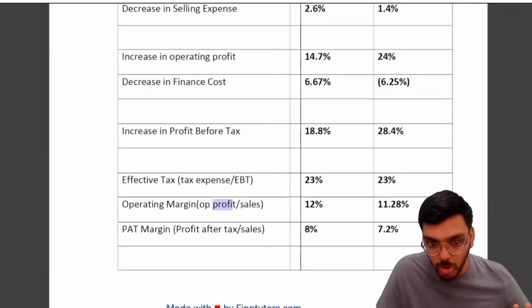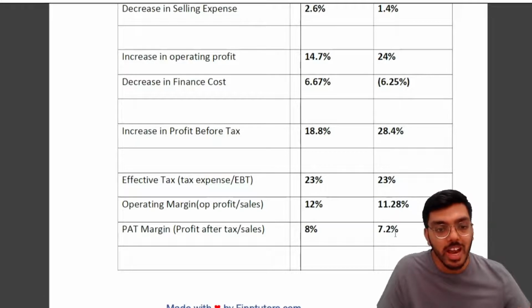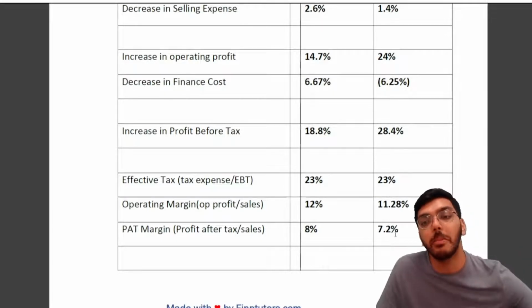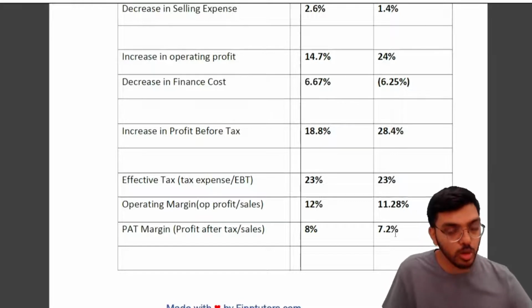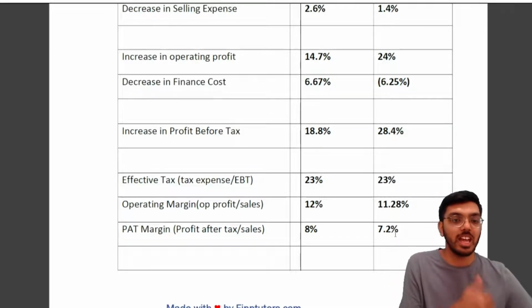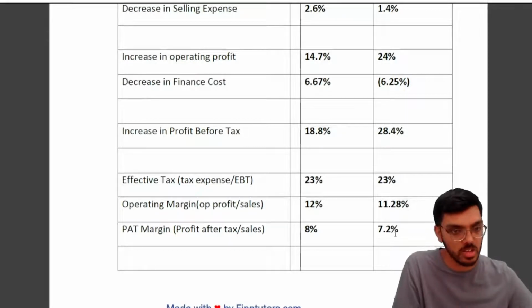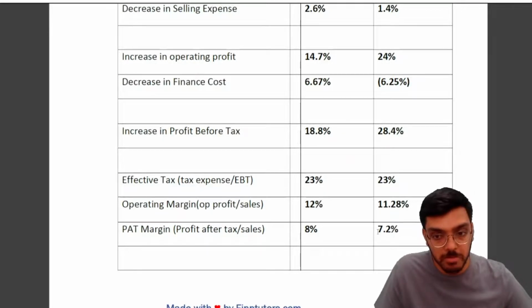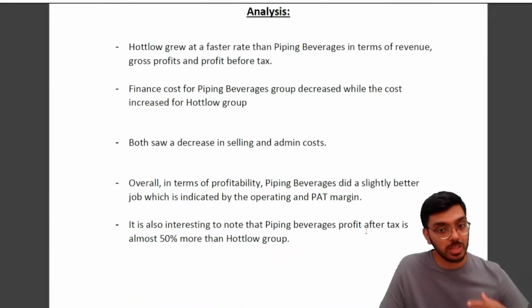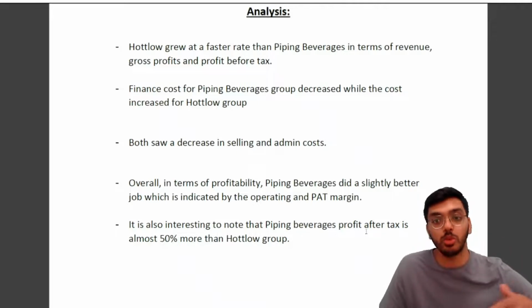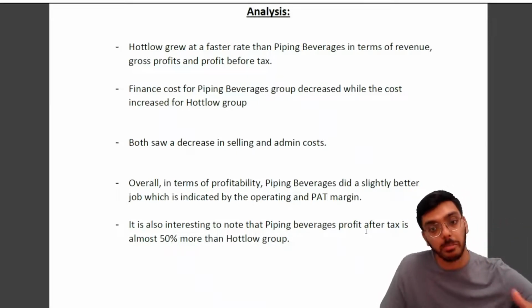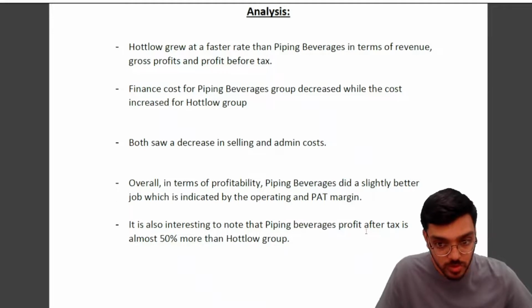Overall, in terms of profitability, Piping Beverages did a slightly better job, which is indicated in our operating profit margin and profit after tax margins. If you look at the margins, we did a better job. But if you look at the absolute numbers, they are greater than us. A sign of worry: their revenue is less than yours, but they're catching up to your margins. They're growing revenue and profit at a higher percentage than yours.